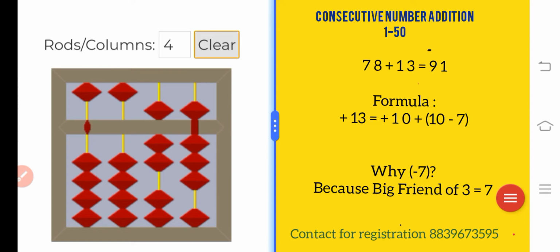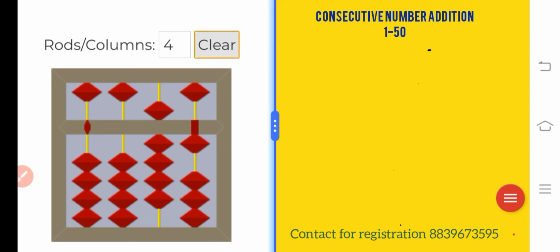But can't we add 3 directly? So first we add 10 here. And now for adding 3 we will use the formula. What is the formula? The formula to add 3 in the big friend is plus 10 and minus 7. Now we have to add 14.